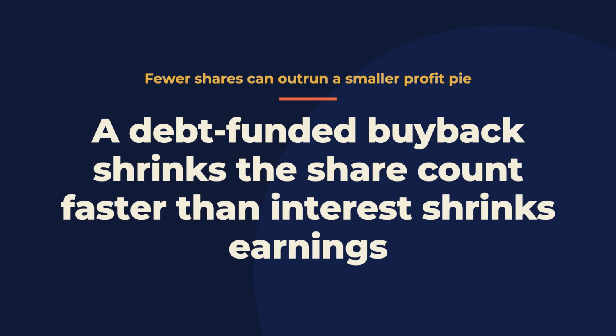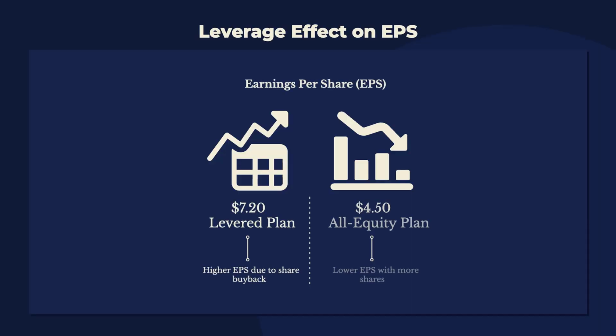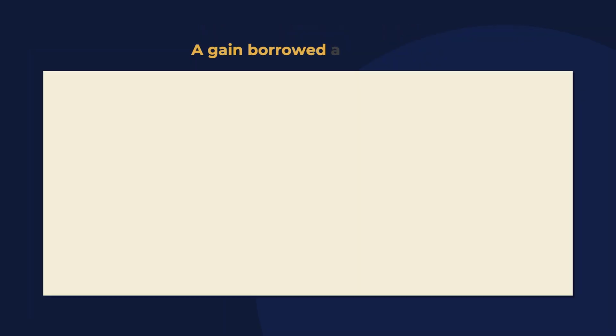This is the rocket booster effect. A smaller profit, divided among far fewer shares, produces a bigger number per share. Side by side, the two plans reveal the paradox. The levered firm earns less in total, but each surviving share captures a bigger slice, because the share count shrank faster than the profit did.